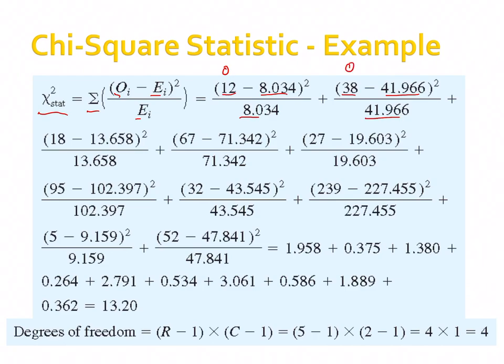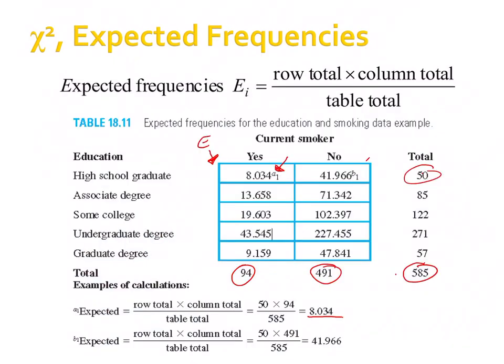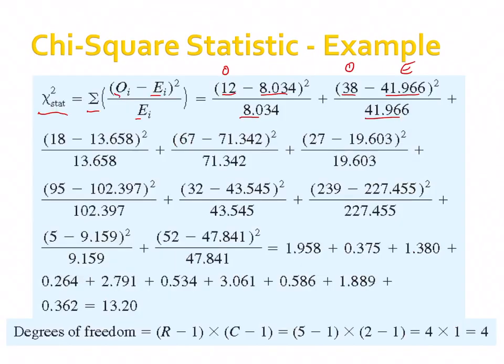So here we have 38 minus 41.966, squared. Here we have our observed value and our expected value. We observed 38, and we're expecting 41.966. The way we get that, once again, is our row total times our column total over our table total, and we put all those values in there. And we do this for every line item.